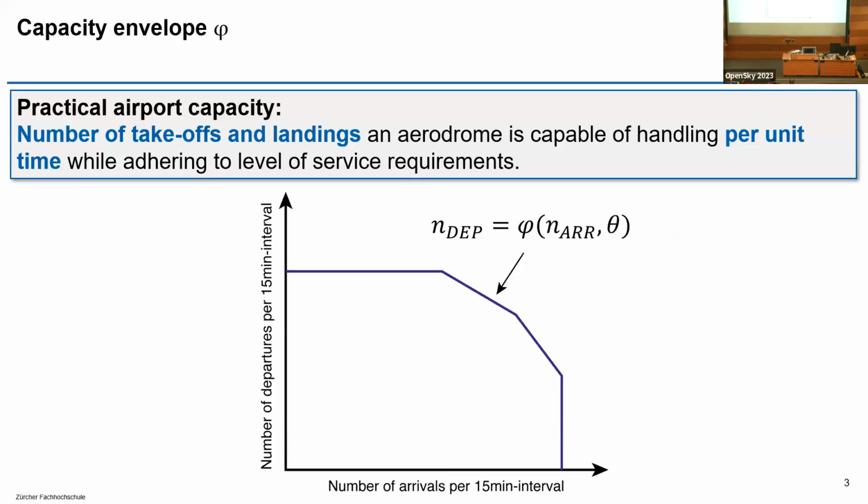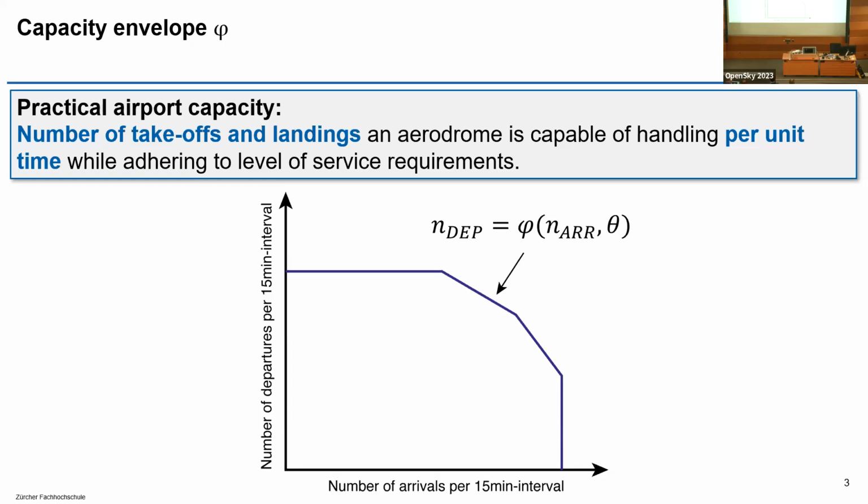Well, in order to answer this question, we first have to understand or to agree on what capacity actually is, right? So if we look at the so-called practical capacity of an airport, it is defined as the number of landings and number of takeoffs an airport can handle within a certain unit time, for instance, an hour or 15 minutes, while adhering to certain level of service requirements. For instance, the average delay of aircraft is less than a certain value.